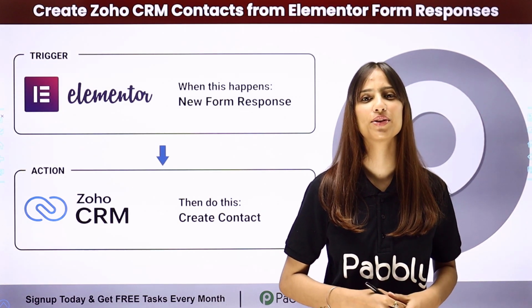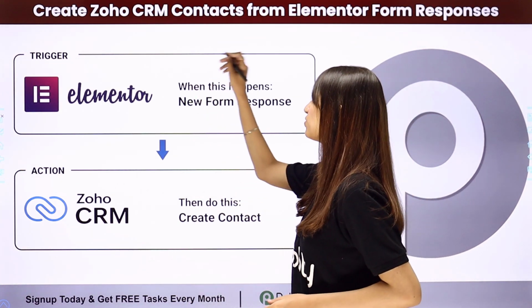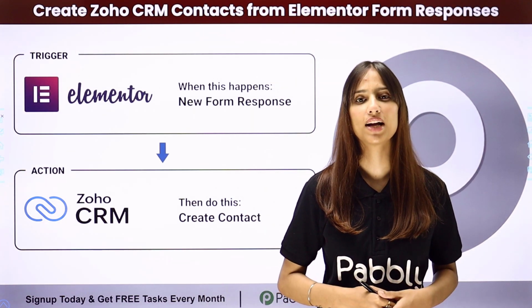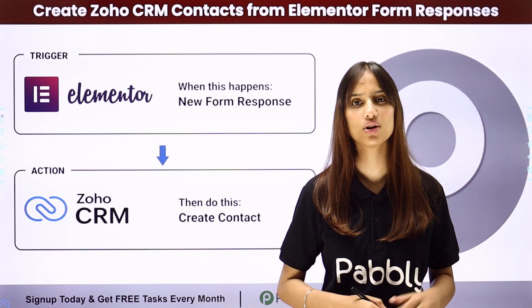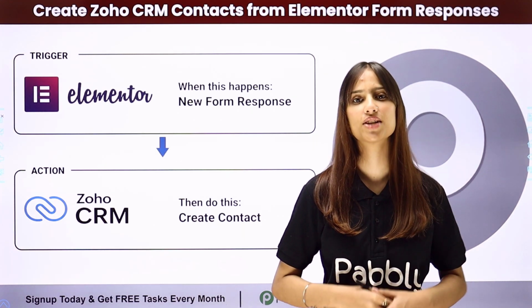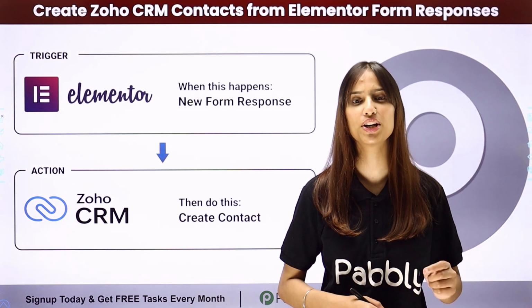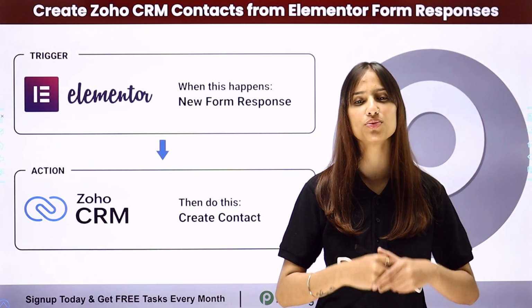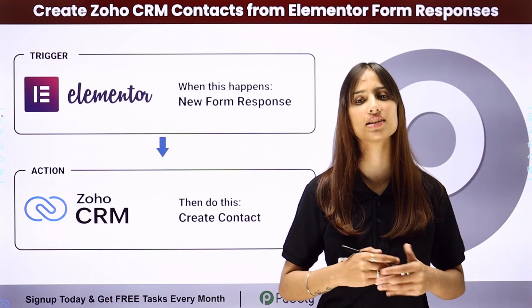So in today's video, we are going to understand how to create Zoho CRM contacts from Elementor form responses. So here let's assume that you have created a form using Elementor and you have added the same form on your website as well. So here your objective is that whenever you're going to receive a new form submission, then automatically by using the user details, you wish to create it as a contact in your Zoho CRM account.